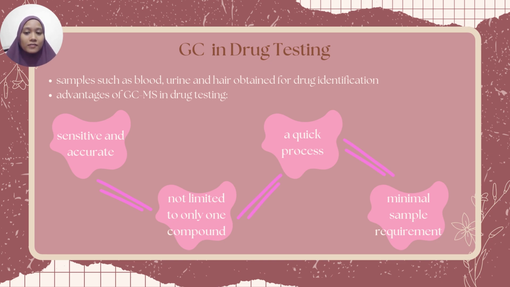Scientists in the lab receive samples such as blood, urine, and hair for drug identification. The reason the GCMS technique is applied in drug testing instead of other techniques is due to its many advantages. First, this technique is sensitive and accurate, which means each compound can be identified with high precision. Secondly, this technique is not limited to only one compound, meaning it does not have to be repeated for each different compound because it can identify many different compounds at once with only one run of the experiment.